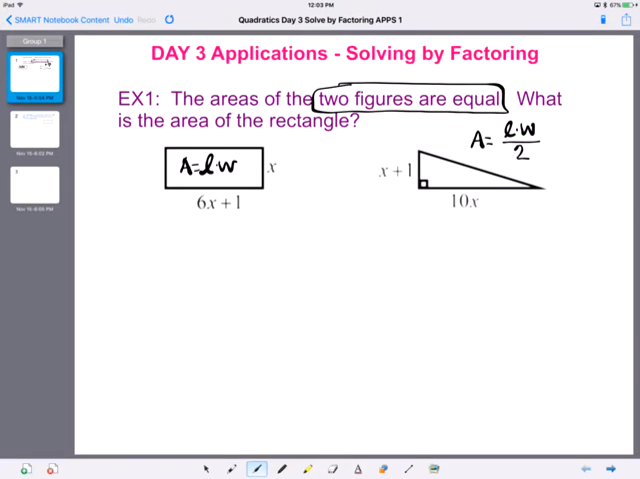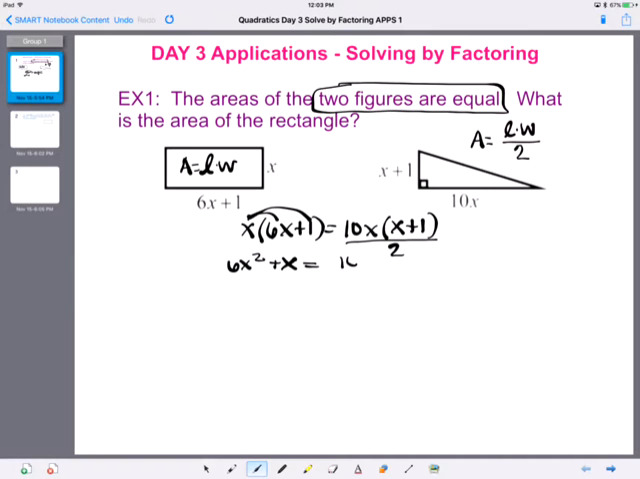by 2. So if we find the area of our rectangle, we can multiply its length by its width and set that equal to the base times the height of our triangle all over 2. So when we distribute x times 6x, we get 6x squared. X times 1, we get positive x. In order to get rid of a 2 in the denominator, the inverse of division is multiplication.